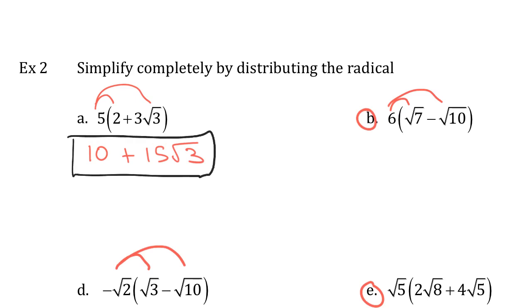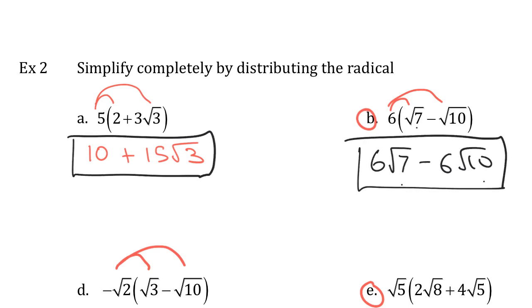So let's try B. I have 6, and I'm multiplying it by root 7 minus root 10. The 7 and the 10 are inside, 6 is outside. So when I multiply, I just squeeze them together. I get 6 root 7 minus 6 root 10. I check, can I simplify? But 7 and 10 do not simplify. They're not like terms, so we are done.